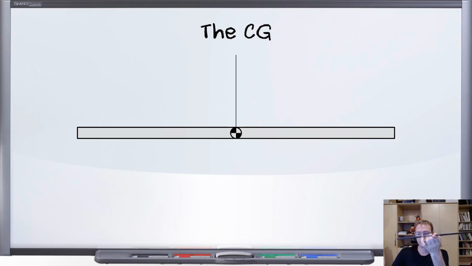So if you apply any force anywhere on the thing other than the CG, it will tip. If I apply a force to the CG, it stays level. Anywhere else, it will tip. Okay? So that's what the CG is. And we can say that the entire weight of the object is hanging from that point, the CG.